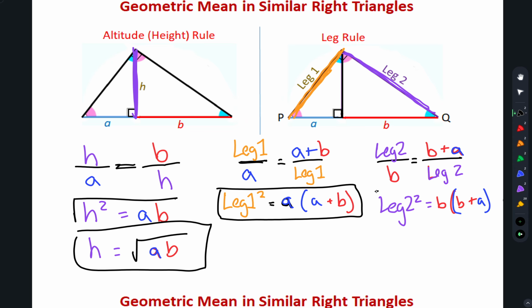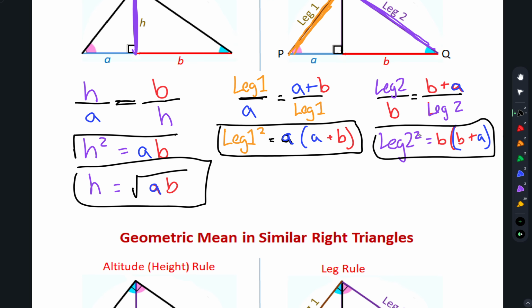So again, you don't have to use these. Some of you I know like the shortcuts, so I wanted to show it to you just in case you wanted it. But those are very common formulas you'll see when we talk about geometric mean. Good? We're going to move on. Maybe they're confusing to you, I don't know.